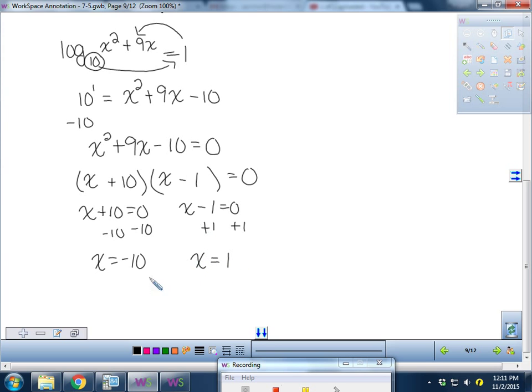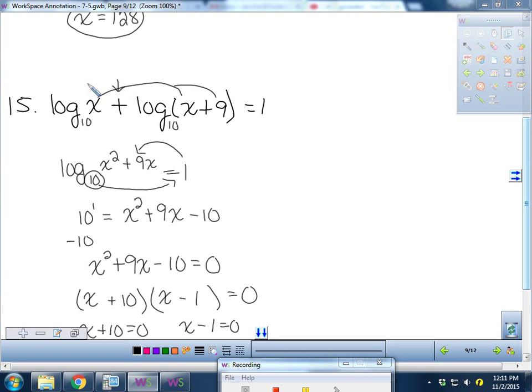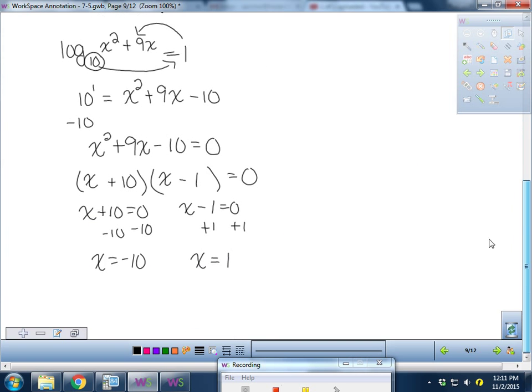So the deal is that this is a negative and this is a positive, and we talked about how we cannot plug a negative number in here and take the log of it. We don't take logs of negatives, so therefore negative 10 would be an extraneous solution, so the only solution that counts would be x equals 1.